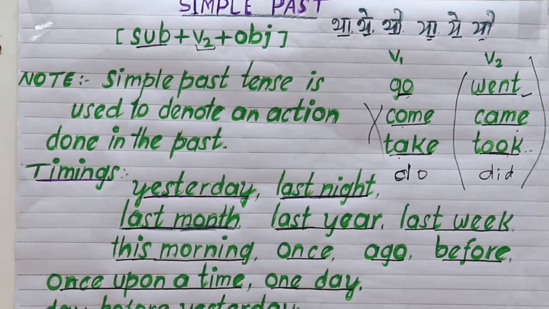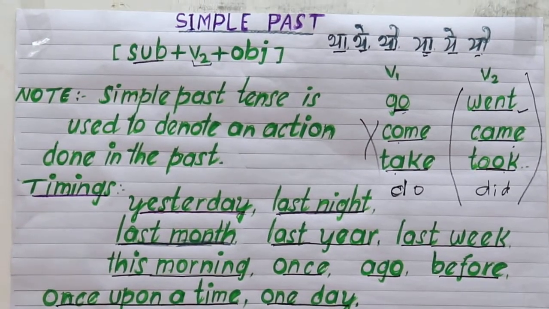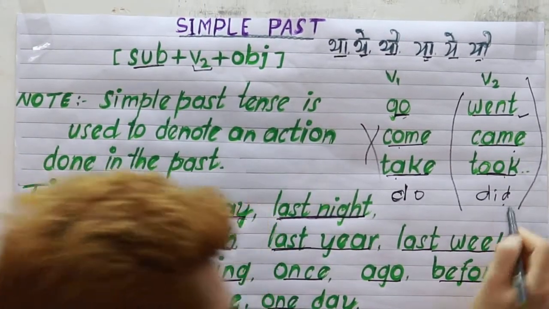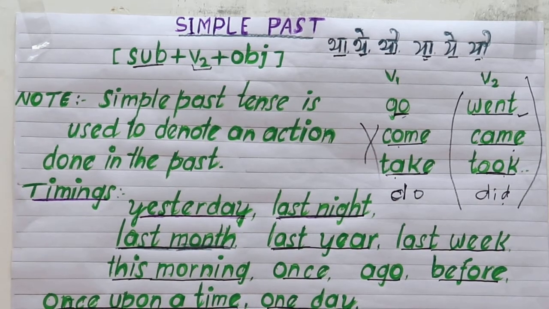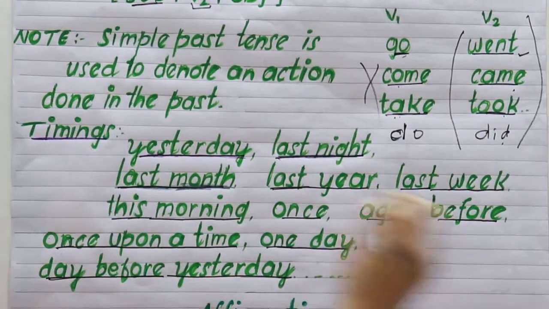मैंने नाश्ता कर लिया. I took my breakfast, right? मैंने सारा काम कर लिया. I completed, yeah, I did my homework. Okay, so how to make second form? Go का went होता है, come का came, take, took, do, did.